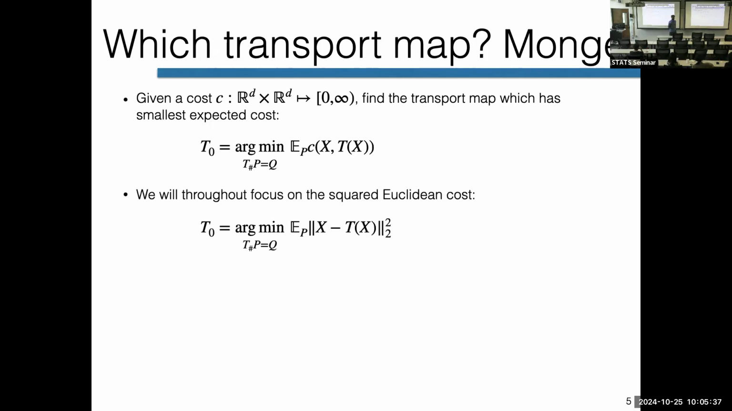Throughout this talk, we'll focus on the squared Euclidean cost. So you should think of the following problem. I would like to identify or understand this map, T0, which is a map that pushes P onto Q that has expected squared displacement which is smallest.